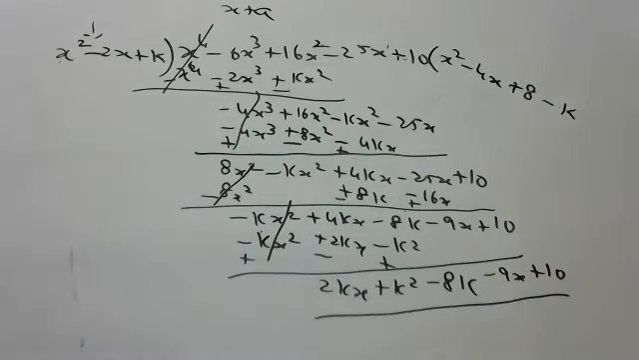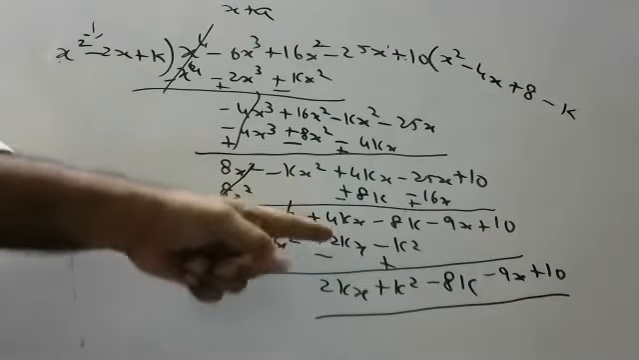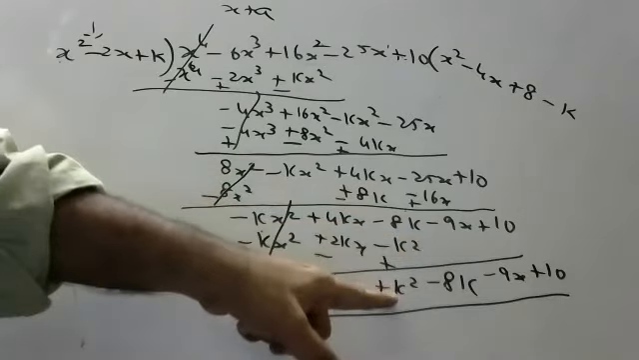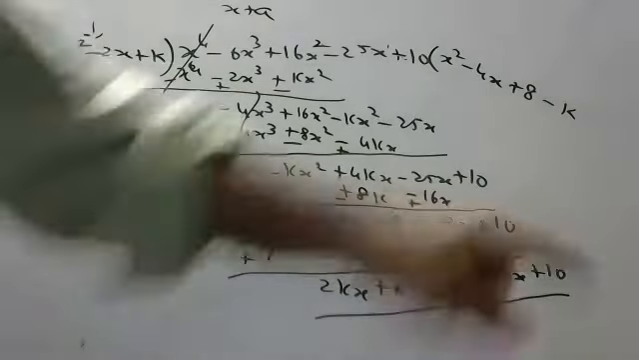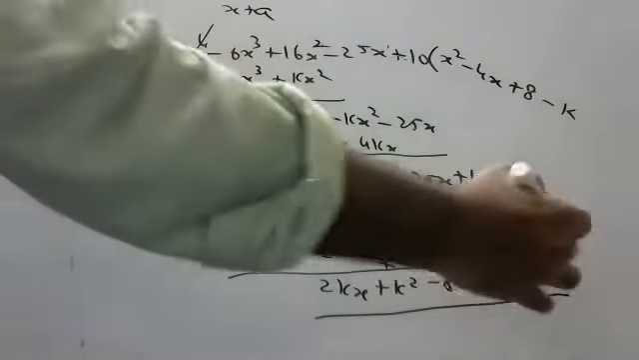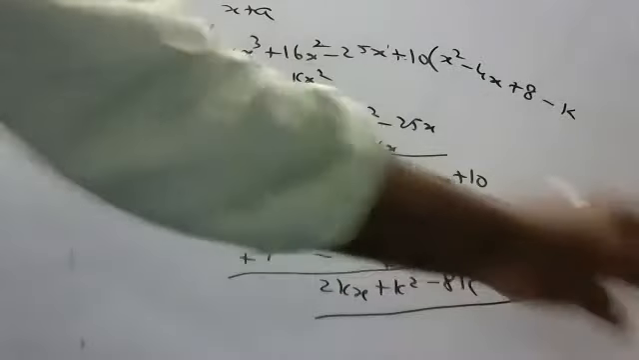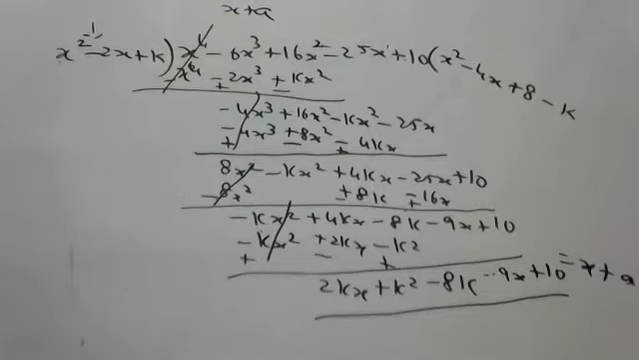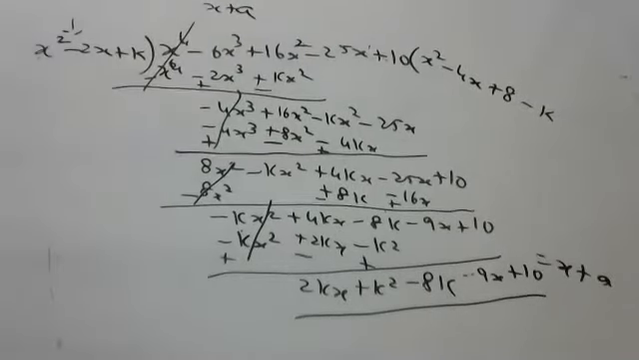That's all. Okay, children, so slowly I'm showing you. See all of you. 4kx minus 2kx is 2kx, minus 8k I wrote like this, plus k square I wrote like this, minus 9x here, plus 10 there. Now what happens, children: he is saying the remainder obtained is x plus a. If you can understand this concept, very easy.